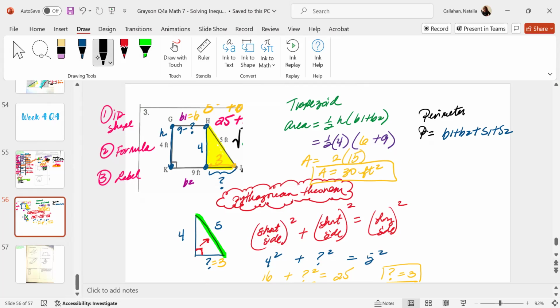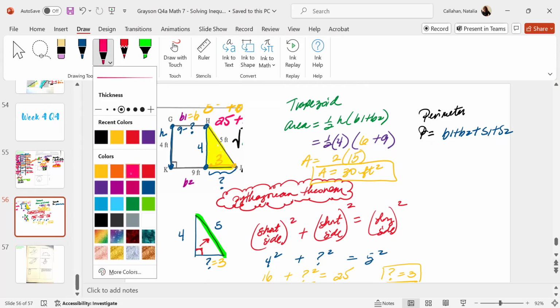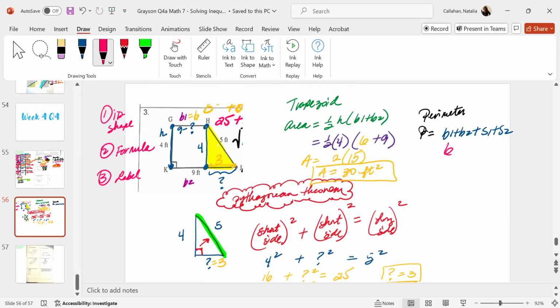What's B1? B1 is base 1. What's B2? B2, 2. Good. This will be side 1, this is side 2. It's a side, right? So plus 4, plus 5. So it's just like if you're building a fence around it. Do you see this green line right here? It's just adding everything on the outside together. That's it. So let's figure it out.